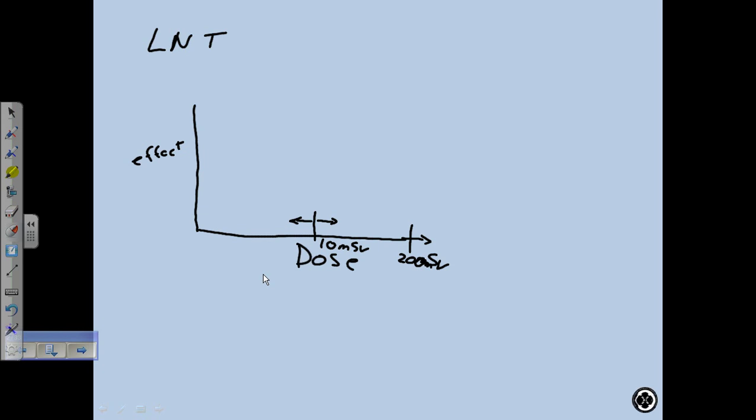But what happens to effects below 200 millisieverts? We have some data, mostly from Hiroshima and Nagasaki bomb survivors. That's where most of our data comes from in terms of cancer induction. So our data shows that as your dose goes up, your effects go up. Your cancer induction goes up. But what happens down here? What happens at doses below this value?